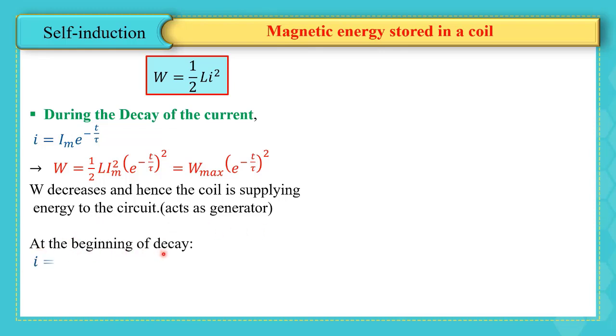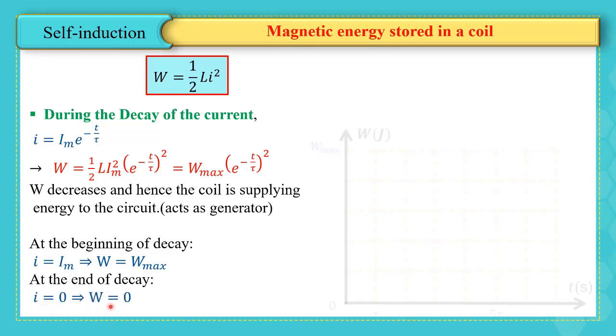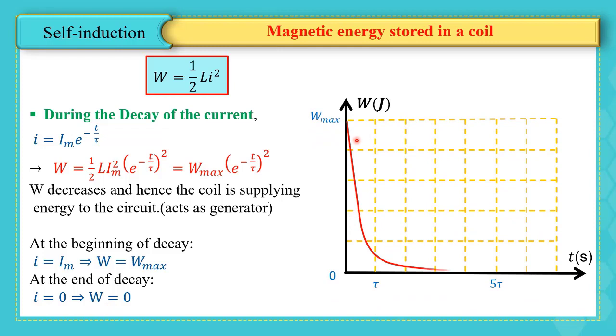At the beginning of the decay, the current was equal to I maximum, and the energy stored in the coil was maximum. And at the end of the decay, of course, the current will be zero, and so the energy. As we see in the figure, the energy starts from a value W maximum and decreases till it reaches 0 after 5 tau.